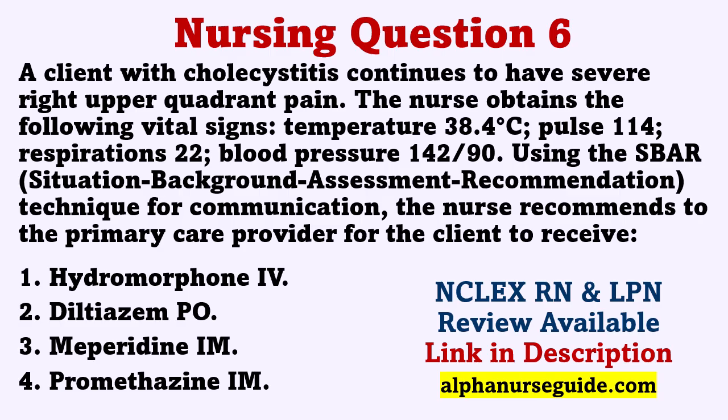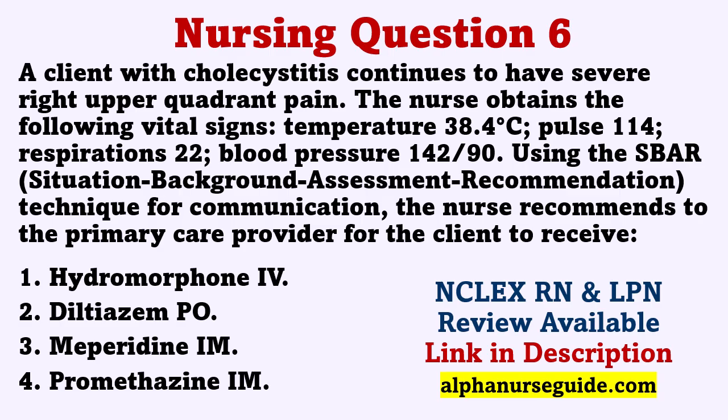A client with cholecystitis continues to have severe right upper quadrant pain. The nurse obtains the following vital signs: temperature 38.4 degrees Celsius, pulse 114, respirations 22, blood pressure 142/90. Using the SBAR technique for communication, the nurse recommends to the primary care provider for the client to receive: 1. Hydromorphone IV. 2. Diltiazem PO. 3. Meperidine IM. 4. Promethazine IM.